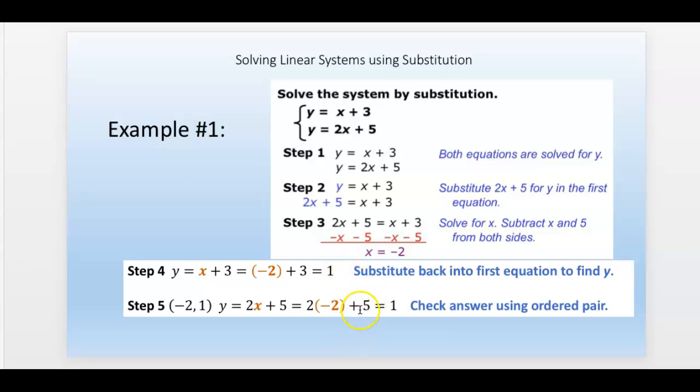Let's check our answer with this other equation to make sure. It says y equals 2x plus 5. We'll plug in -2 for x. This is -4 plus 5, which is 1. So y, yes, again, is 1, so it works. That's kind of the steps, and we'll go through that in the second video. There's a worksheet, and you need to know how to do that for the exit ticket.